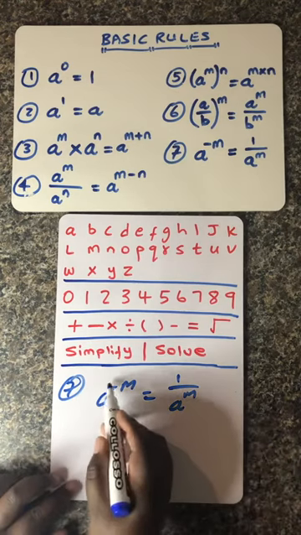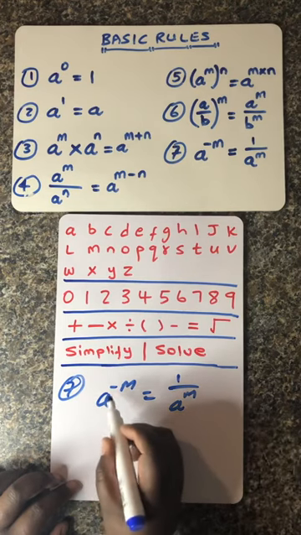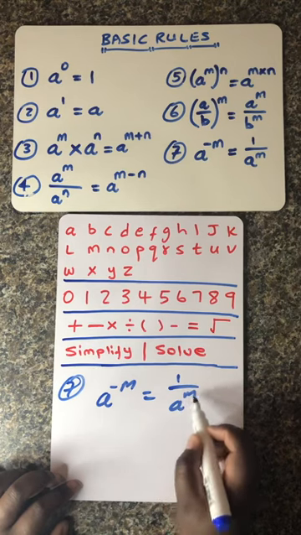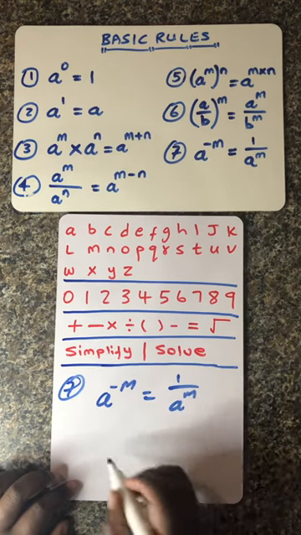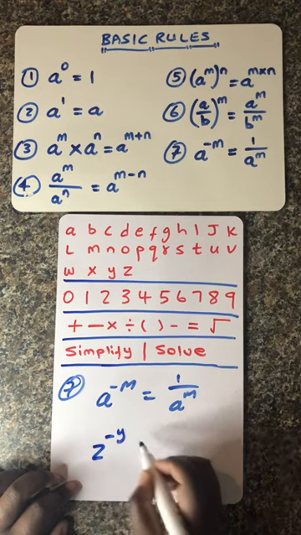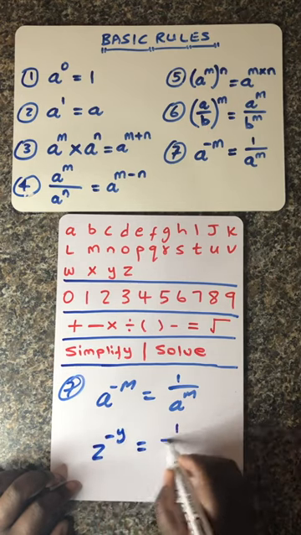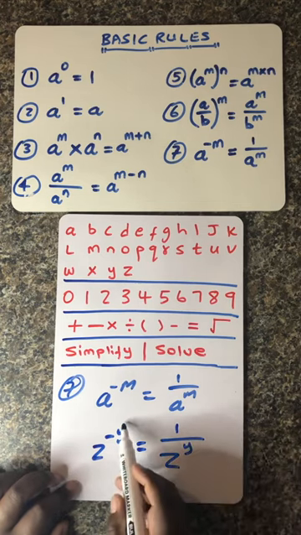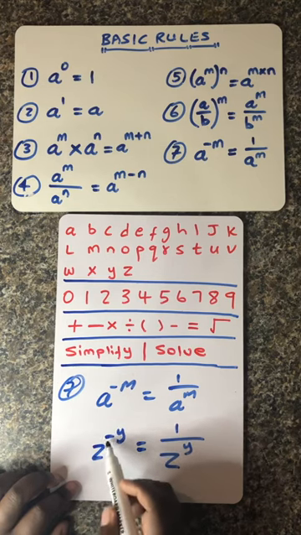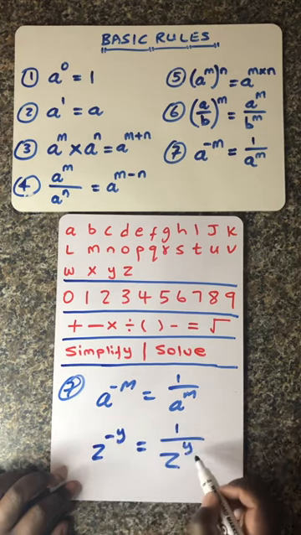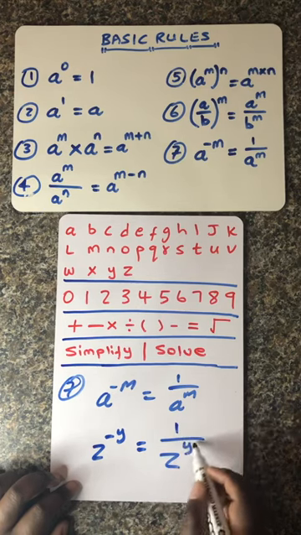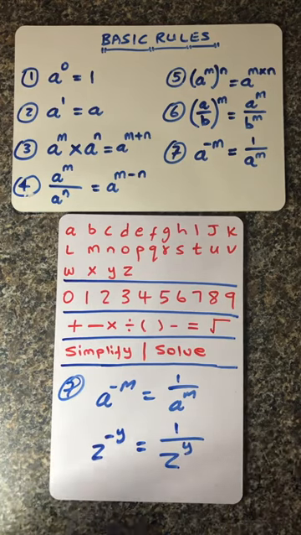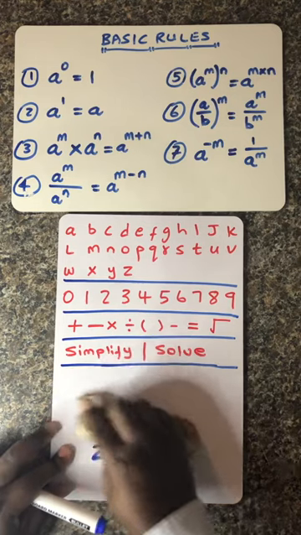For example, guys, this is a negative. So they are saying a to the power negative m is equal to 1 over a to the power m. Can you see? So if we had z to the power negative y, then it means it's 1 over z to the power y. It's more like we rewrite the whole of this with a positive power. So for you to write it with a positive power, then it's 1 over whatever that it is, but with a positive power.